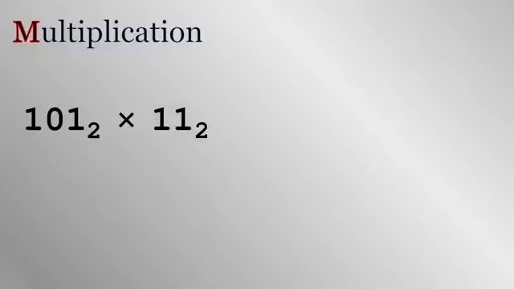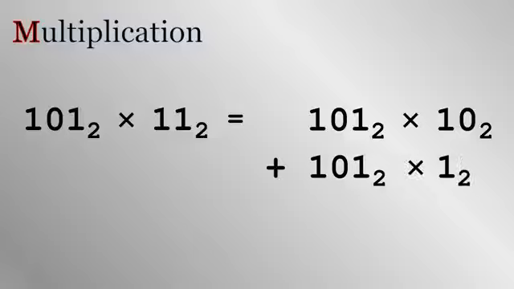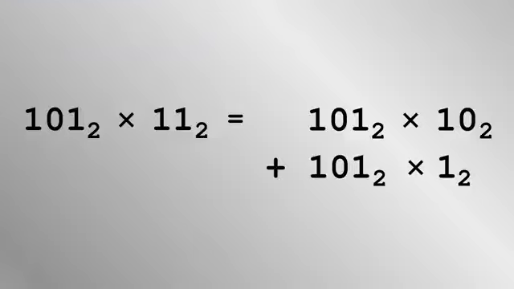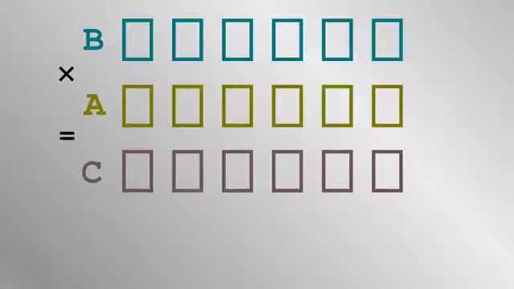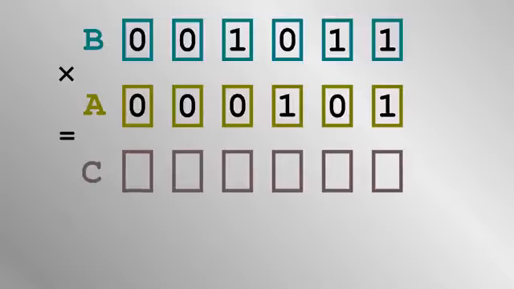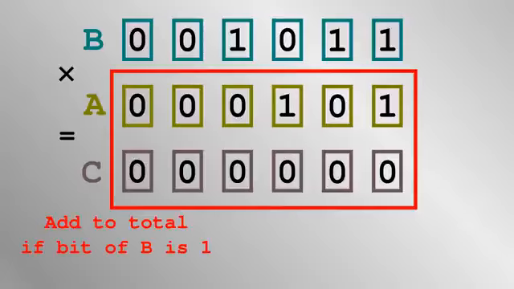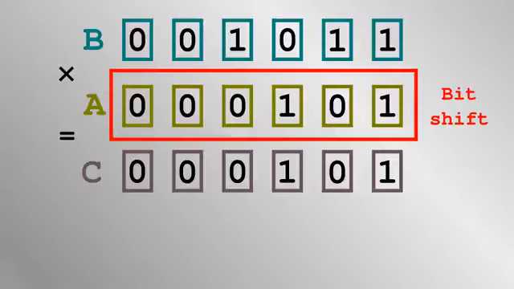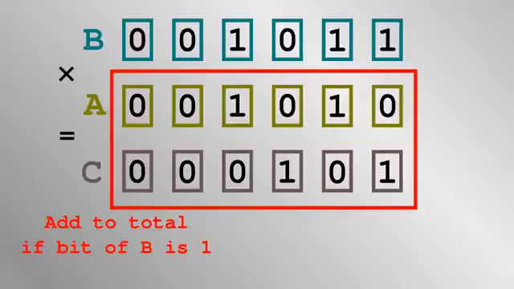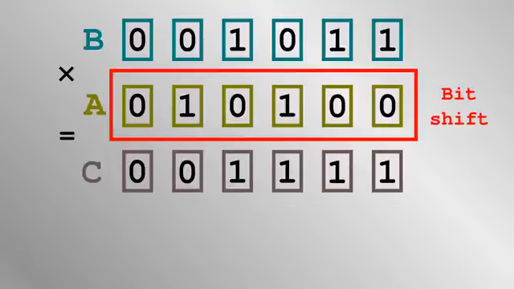What about multiplying by an arbitrary number, say for example 11 in binary? This is the same as multiplying by 10, multiplying by 1, and adding the two together. So binary multiplication of A by an arbitrary number B works as follows. Begin with 0. If the rightmost bit of B is 1, add A. Bit shift A once, and if the next bit of B is 1, add this to the total. Continue for every bit of B.